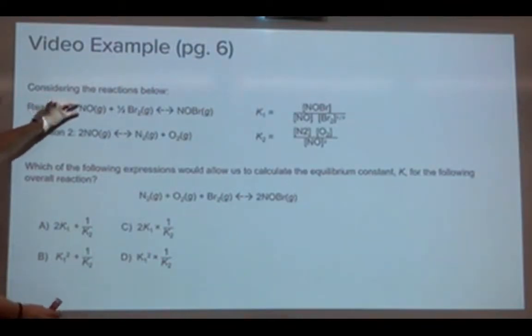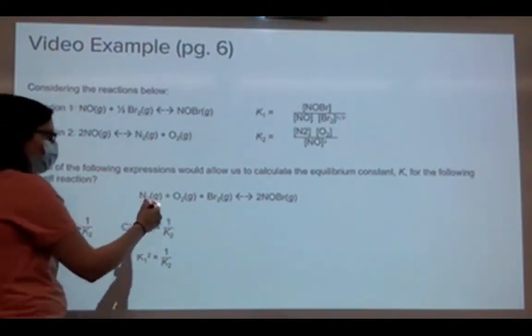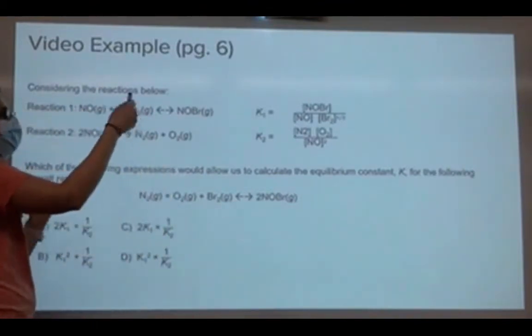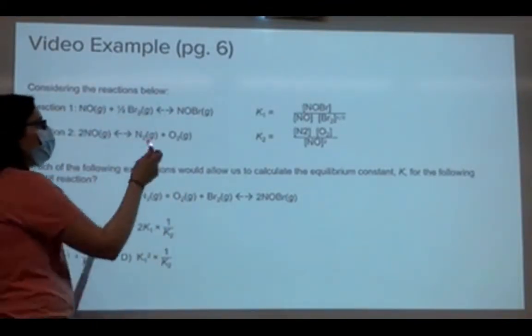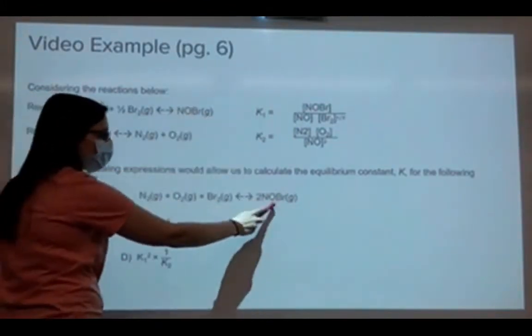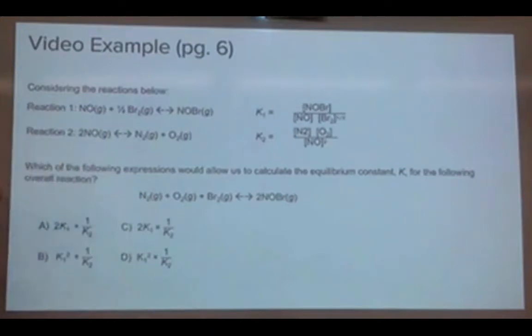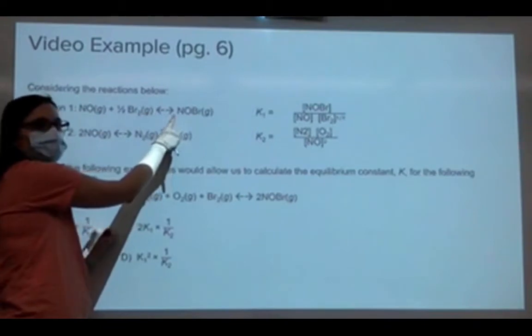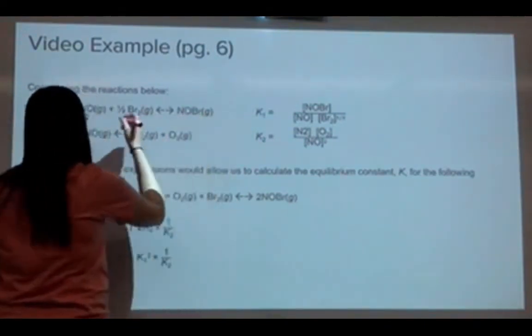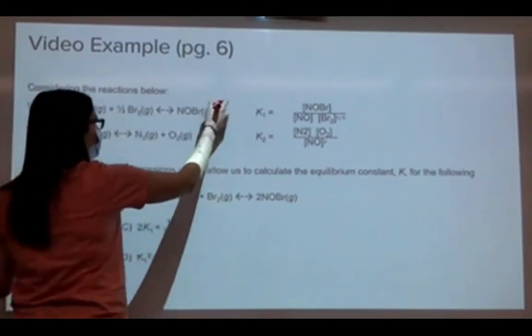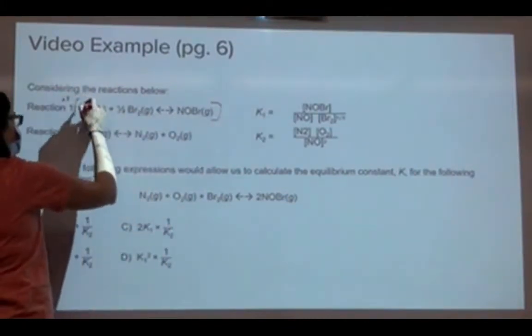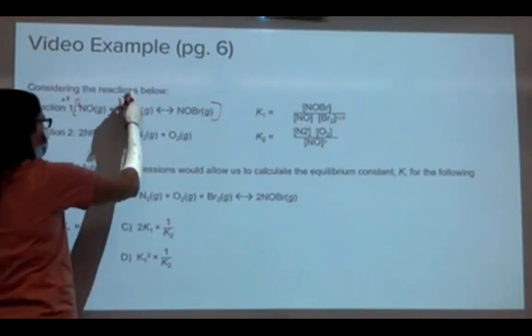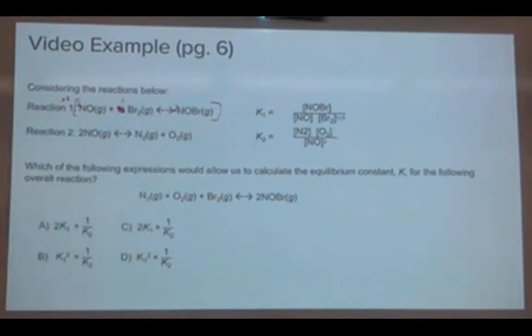If I take a look at reaction 1, I look at one of the more unique substances. For me, I looked at NOBr. I noticed that there were 2 NOBr as the product of the overall reaction, but there's just 1 NOBr here. So what I need to do is take this entire reaction and multiply it by 2. Again, I'm not going to worry about K yet. We'll look at how to manipulate K in a second.